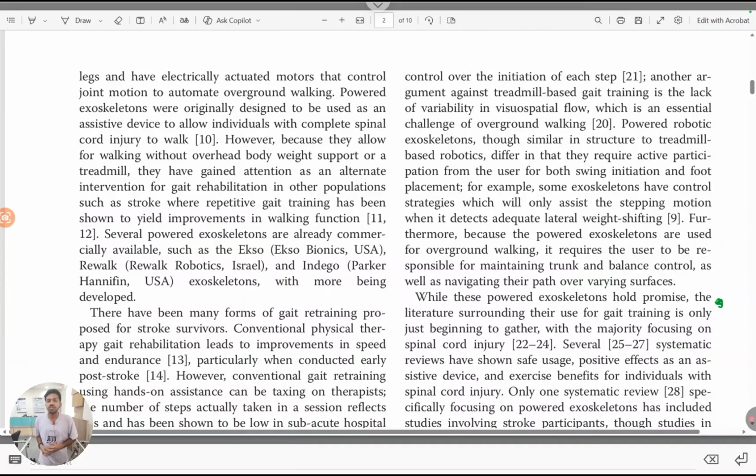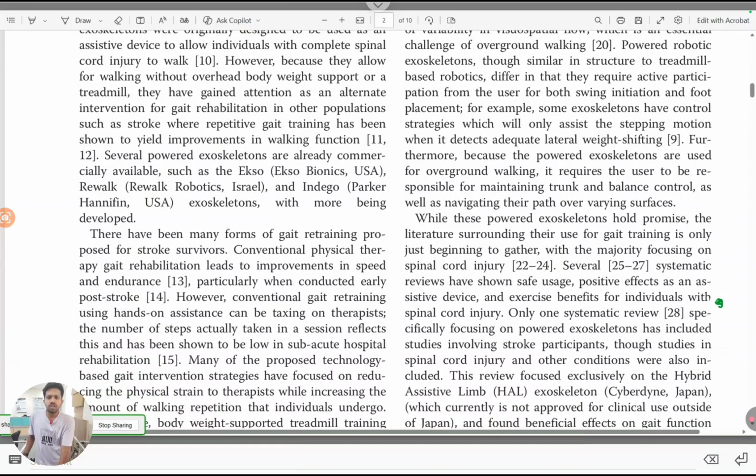Several powered exoskeletons are already commercially available, such as AlterG Bionics, USA, ReWalk Robotics, Israel, and Indego, Parker Hannifin, USA, with more being developed.